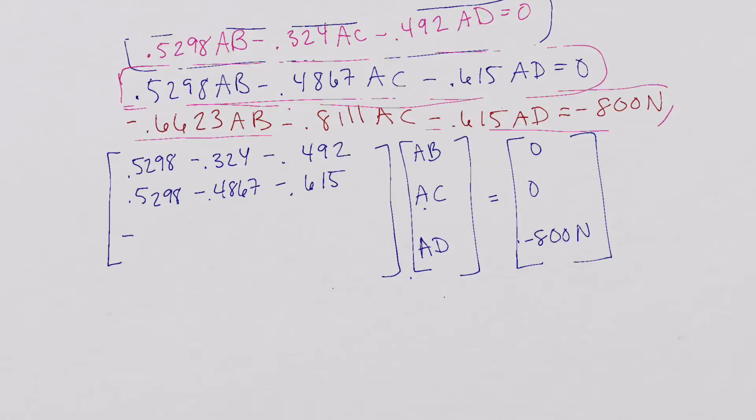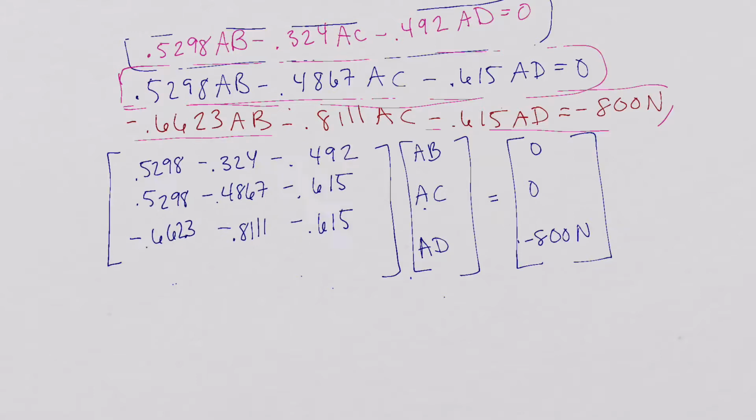And then for the third one, we get negative 0.6623 times AB minus 0.8111 times AC minus 0.615 times AD, and that equals negative 800. So we're in good shape here, it looks like, if I didn't make any more errors copying stuff over.